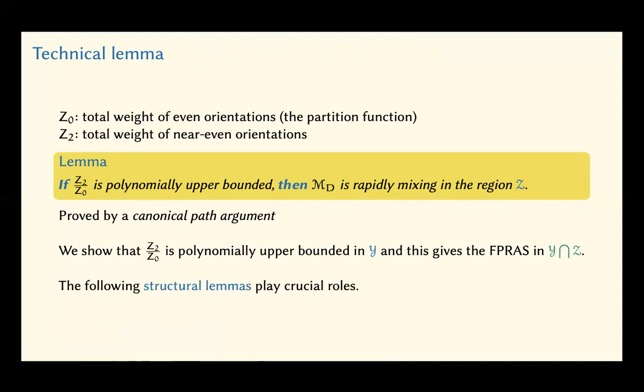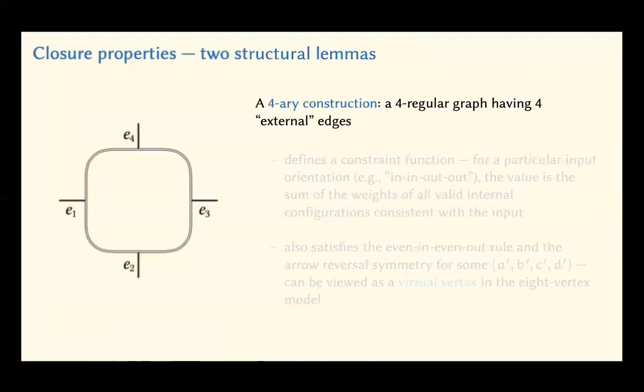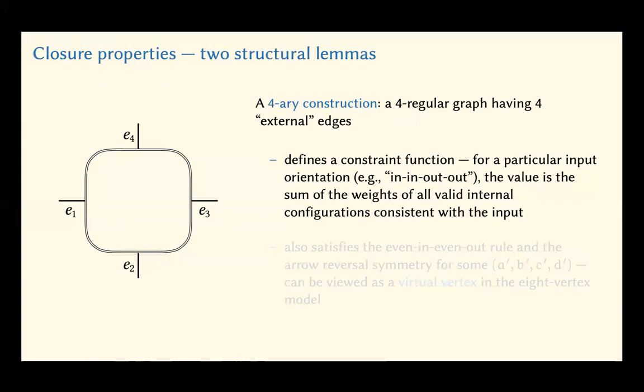To prove this technical lemma, that Z2 over Z0 is polynomially upper bounded in Y, the following structural lemmas play crucial roles. A four-regular graph gadget is a four-regular graph having 4 external edges. Such a gadget defines a constraint function. For a particular input orientation, the value is the sum of the weights of all valid internal configurations consistent with the input.